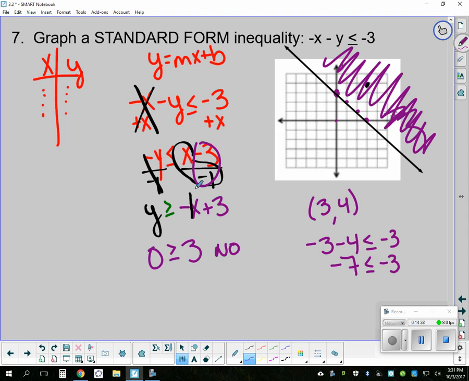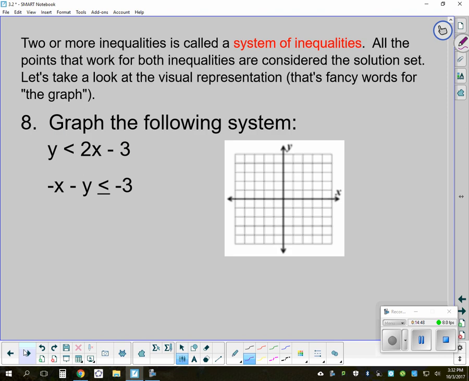Okay, the other way to do it, when it's in slope-intercept form, when your y is isolated, if it's greater than, you shade above the line. Okay? Two or more inequalities is called a system of inequalities.